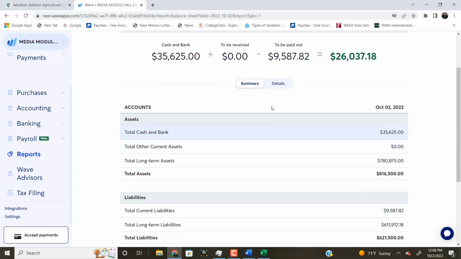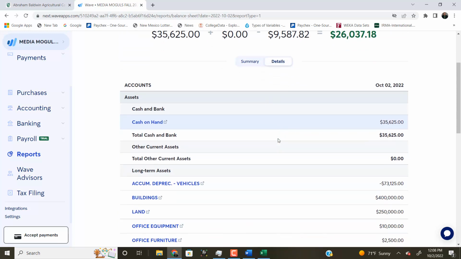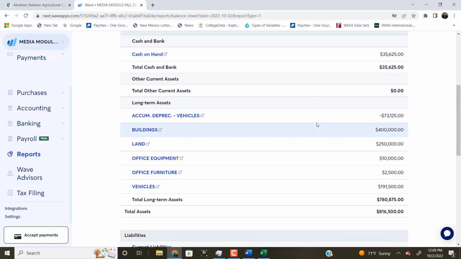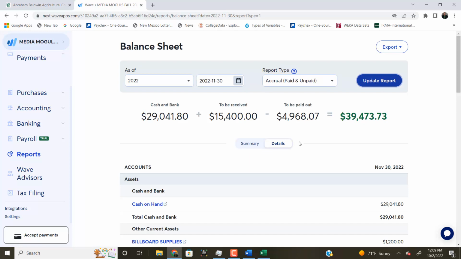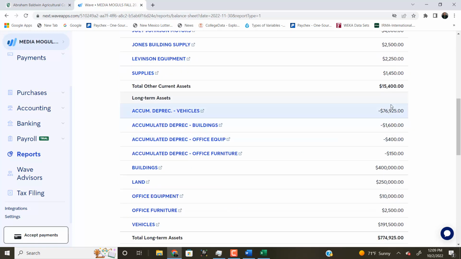And so I'm showing this 26,037.18. I don't know. I mean, that. No, I don't know what's happening to this thing. We put in accumulated depreciation vehicles 1900. I know. I remember that. 11/22, 11/30. Update report. Oh, I must not have hit the update report. I was going to say, come on now.